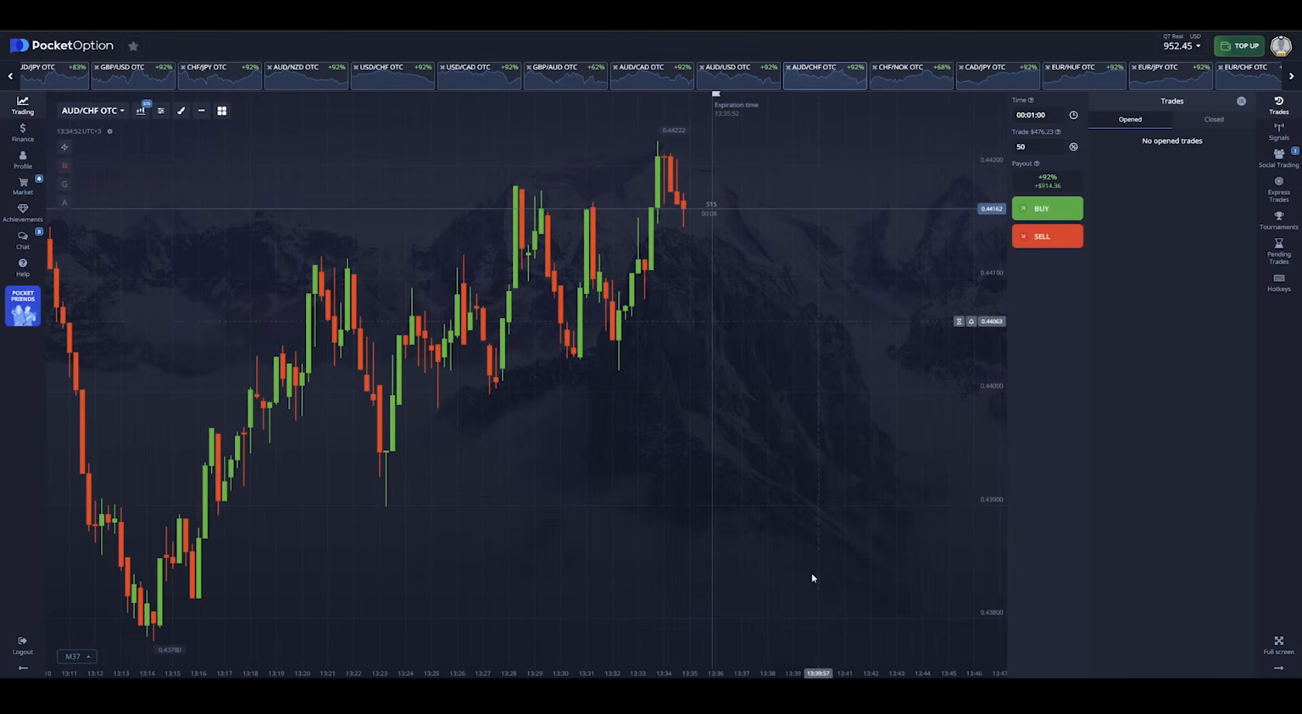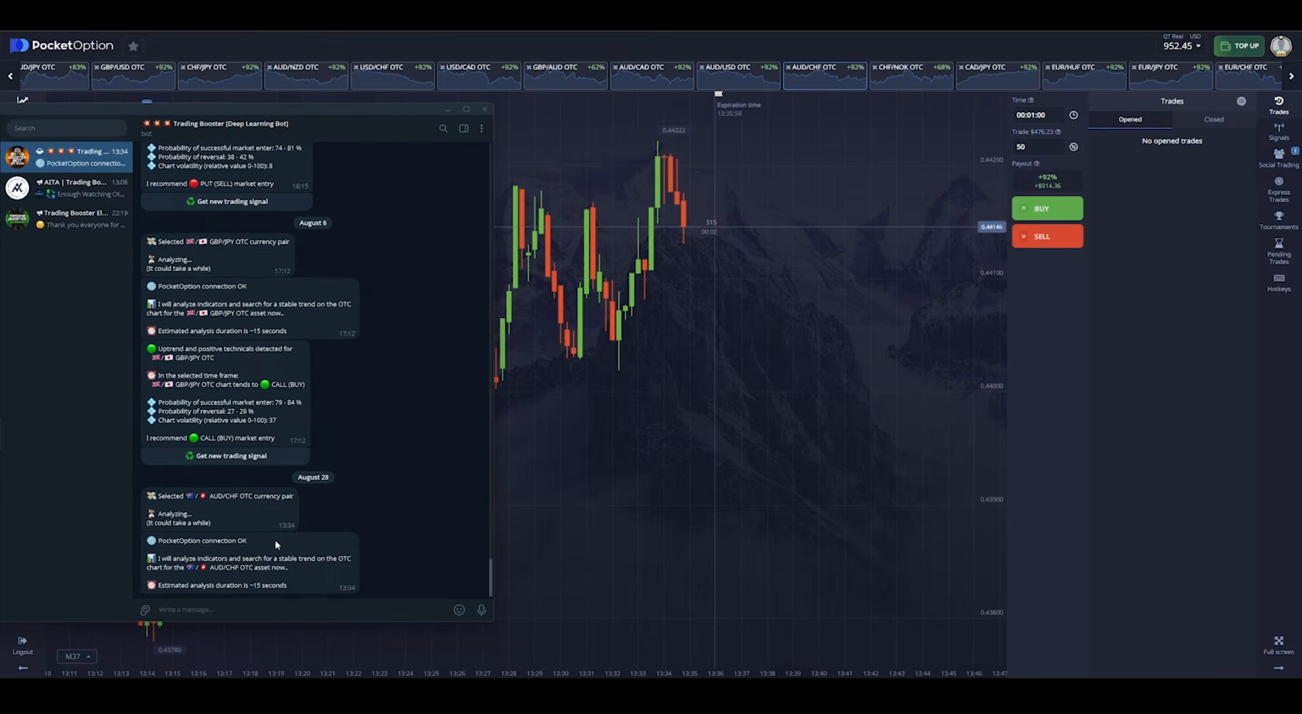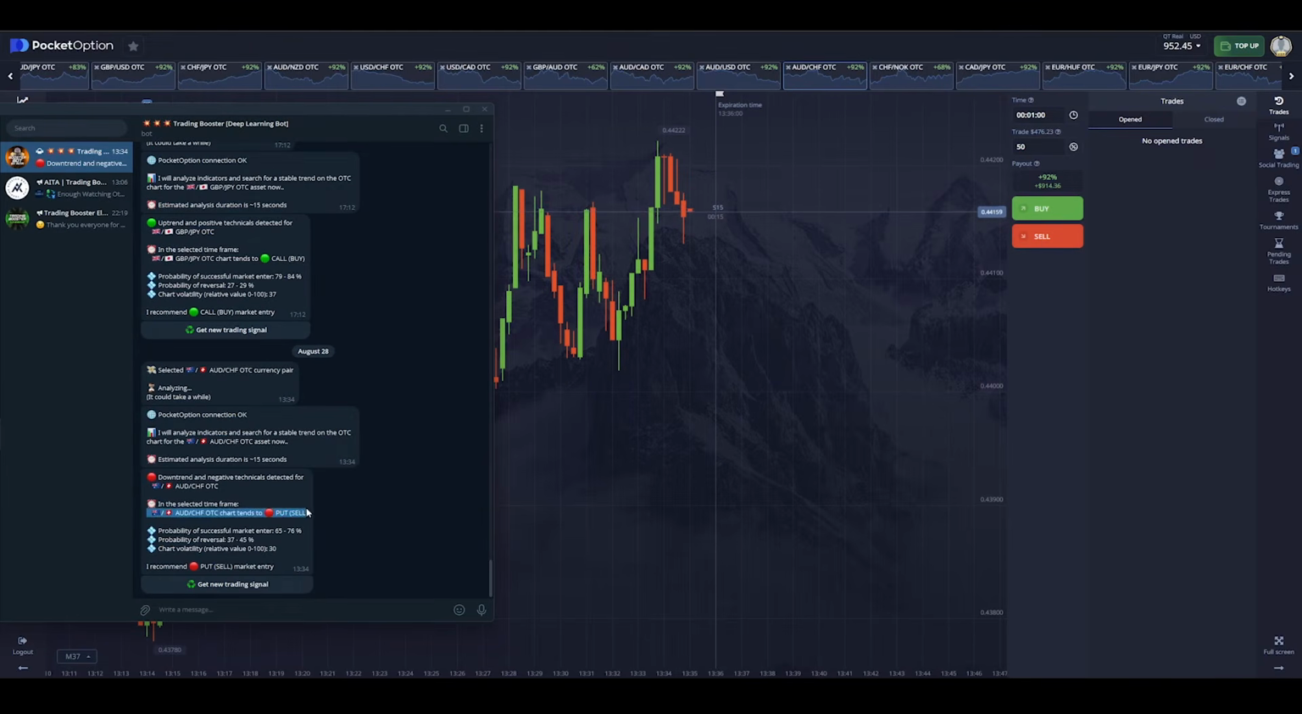I picked the currency pair Australian dollar, Swiss franc, selected in the booster bot, and set the trade time to 1 minute.